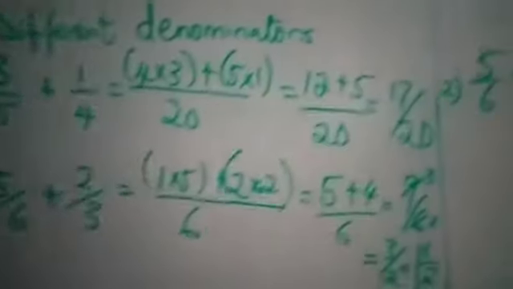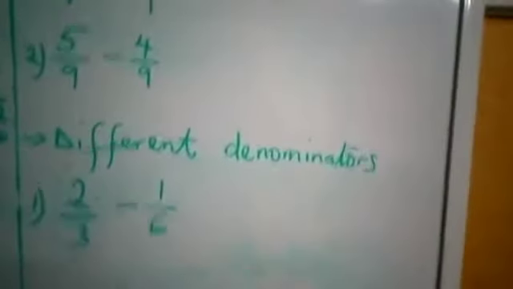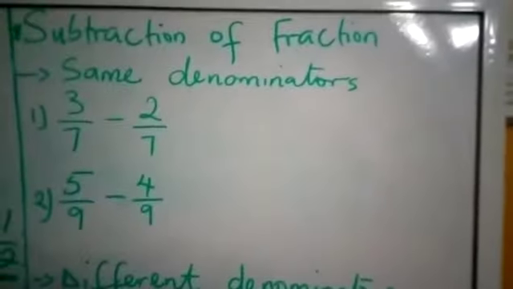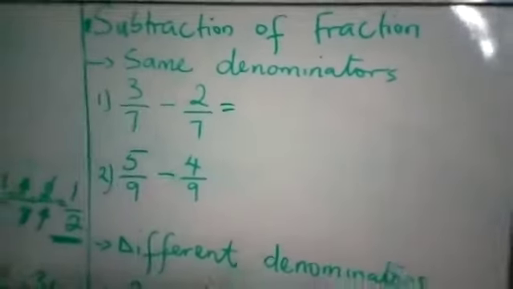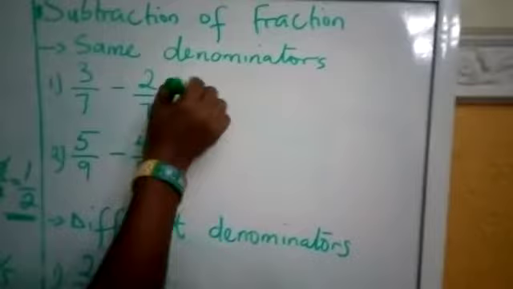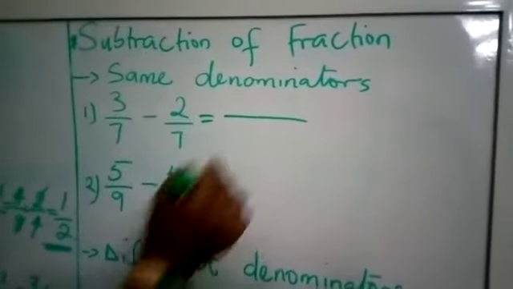Good. Now let's go to subtraction of fraction of same denominators. Subtraction of fraction, same denominator. It's the same process we have used for the addition, same way we'll use here. The lowest common denominator there is 7.